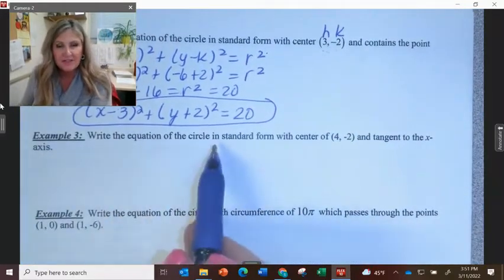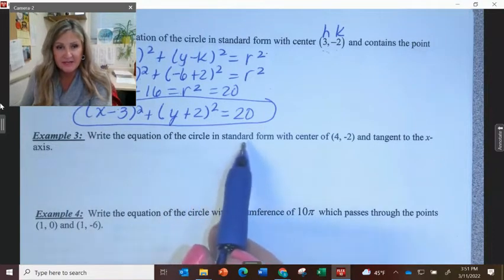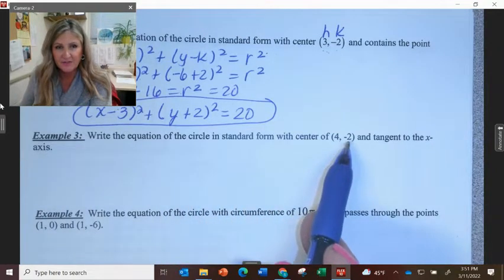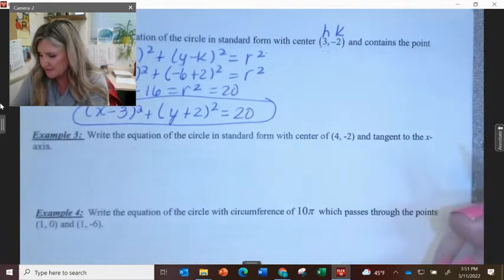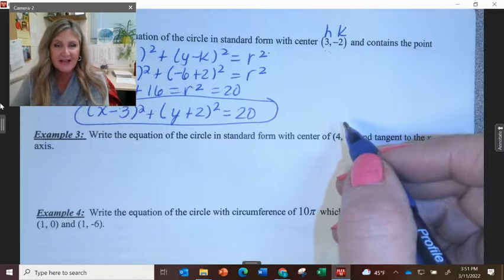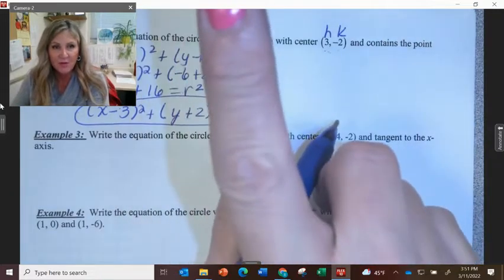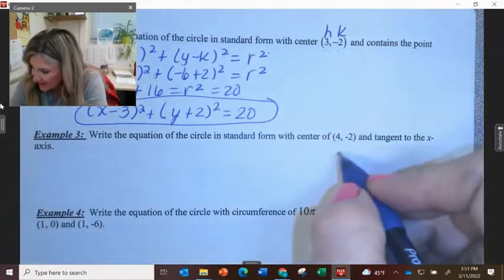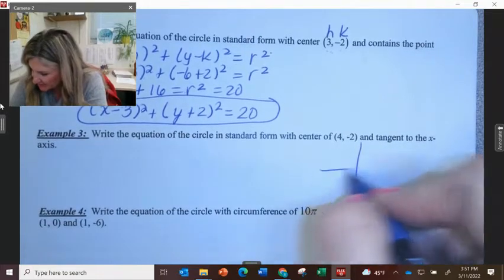All right, write the equation of the circle in standard form with center of 4, -2, and tangent to the x-axis. You gotta know what tangent means. Tangent means that it's going to touch that axis at exactly 1 point. Okay? I need a picture. I think it helps to have a picture to do this.